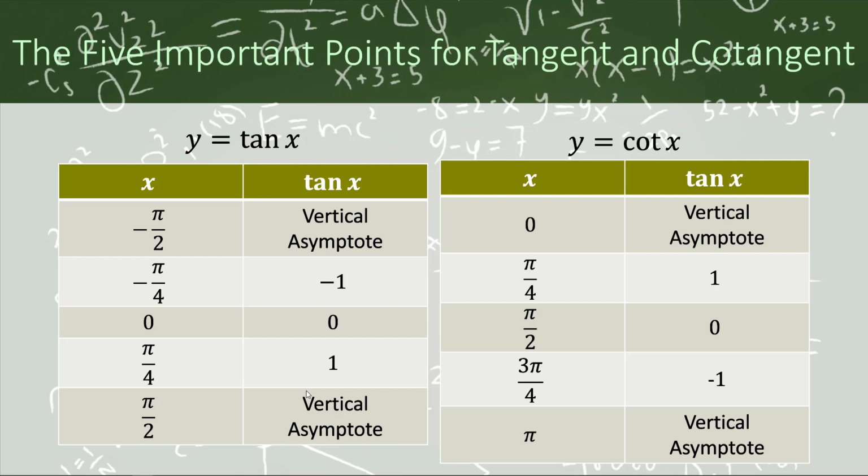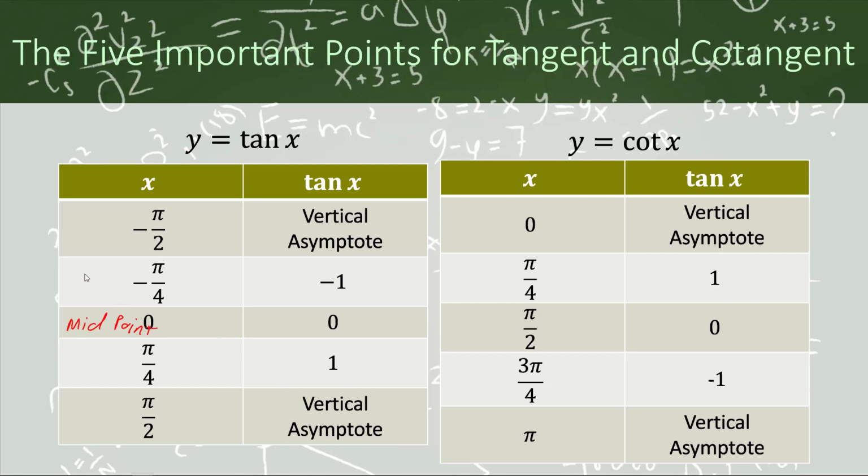Okay, now in dealing with graphing tangents and cotangents, there are 5 important points that we want to pay attention to. That is the value of x where we have a vertical asymptote, the value of x where tangent is equal to -1, which is negative pi over 4, the value of x where it's equal to 0, or it's equal to pi over 4, and also where the vertical asymptote is. And you'll notice that this point right here is the midpoint.